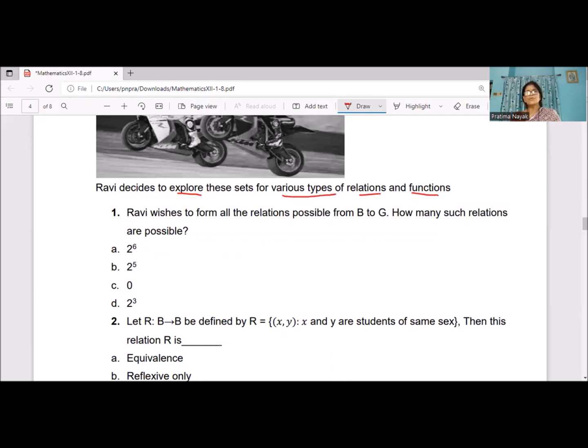So the questions are: Ravi wishes to form all the relations from B to G. How many such relations are possible? Options are 2 to the power 6, 2 to the power 5, 0, 2 to the power 3. B has how many elements? B has 3 elements because boy 1, boy 2, boy 3. G has 2 elements, girl 1, girl 2. Then the number of relations is 2 to the power 3 multiplied by 2. We have already discussed, so it will be 2 to the power 6. So 2 to the power 6 means A is the answer of this question.